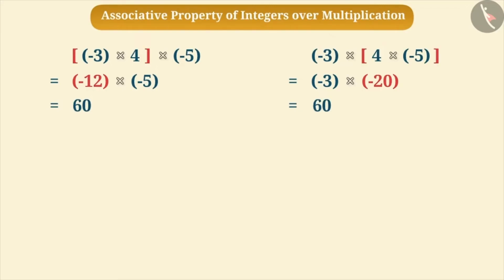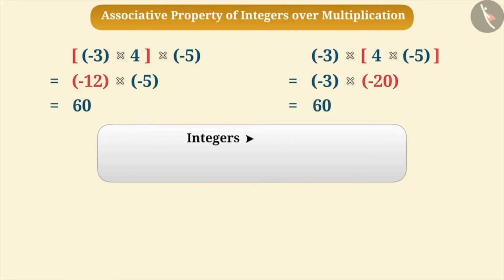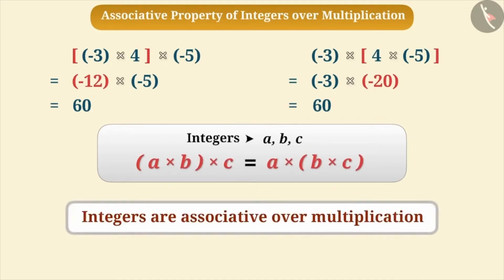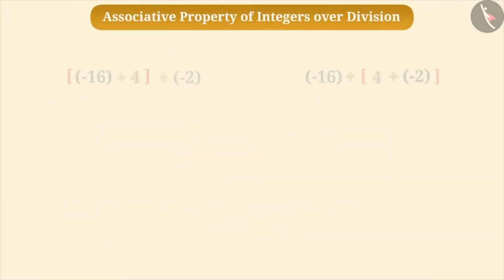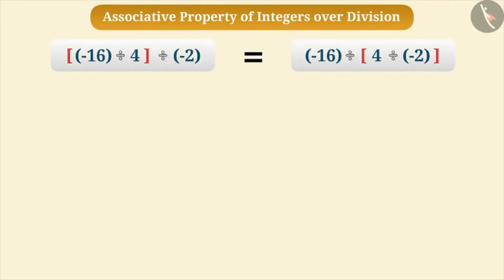In general, for any 3 integers a, b, c, (a × b) × c is equal to a × (b × c). Therefore, we can say that integers are associative over multiplication. Now, can you find out whether integers are associative over division? Think for a while.